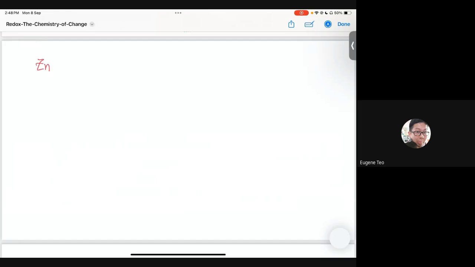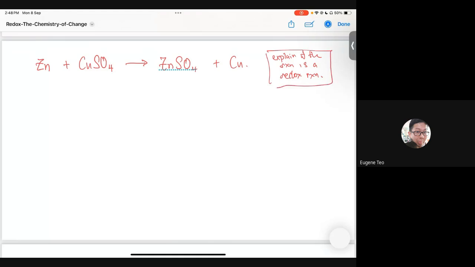Okay, so I got zinc, Zn, plus CuSO4 gives me ZnSO4 plus Cu. Okay, so this is the equation. Then the question asked is: explain if the reaction is a redox reaction. So if I were to look at this particular equation, they're asking you to explain whether it's redox.